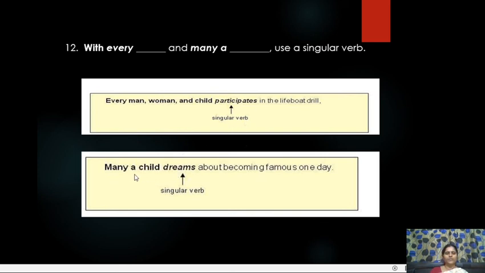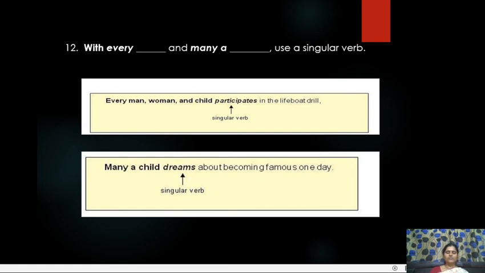Here, one more expression, many a. Many a child dreams about becoming famous one day. So here we have used the many a expression. When you get many a in a sentence, then you have to use a singular verb. So with every and many a, we use a singular verb.